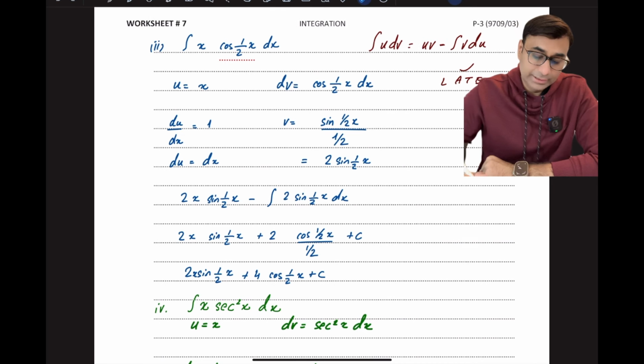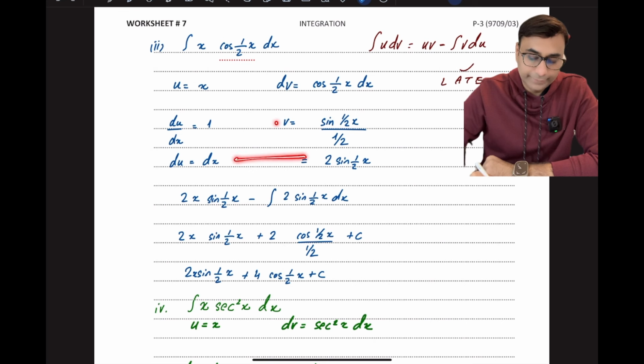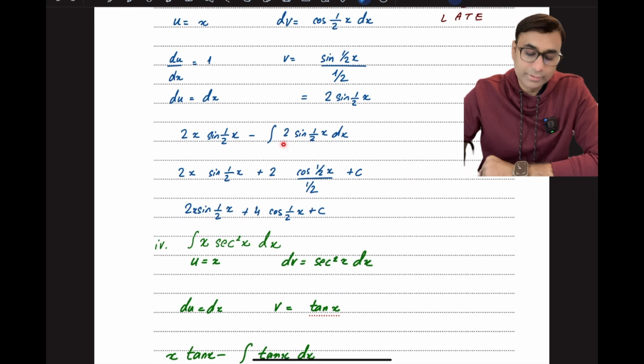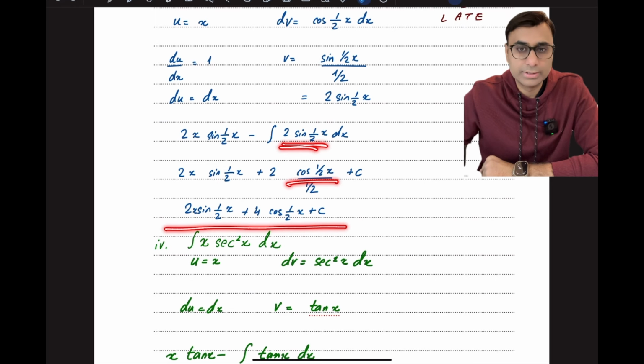After getting myself du and v, I will apply the formula of integration by parts. So this is going to be u into v, that's this times this, minus whole integral of v du, that's this times this. So that's going to be 2 sine half x times dx. And then I will see that this is an easier integral. I will be able to integrate sine half x, that comes out to be cos half x upon half, and I'll simplify that, and this will be my whole integrated result.